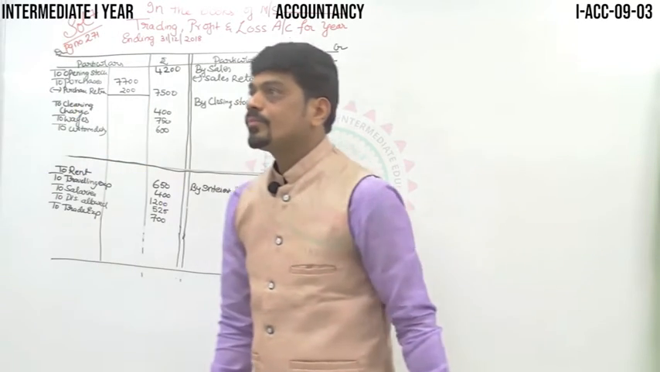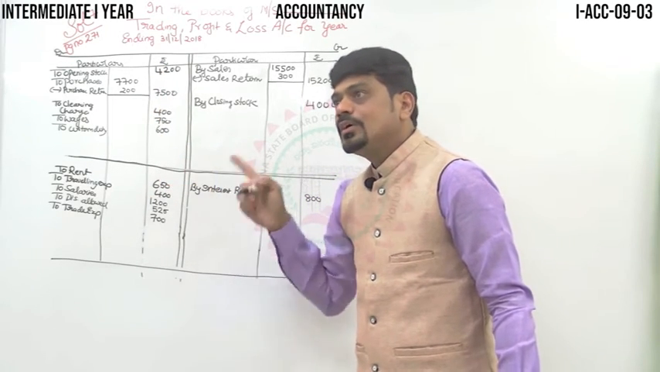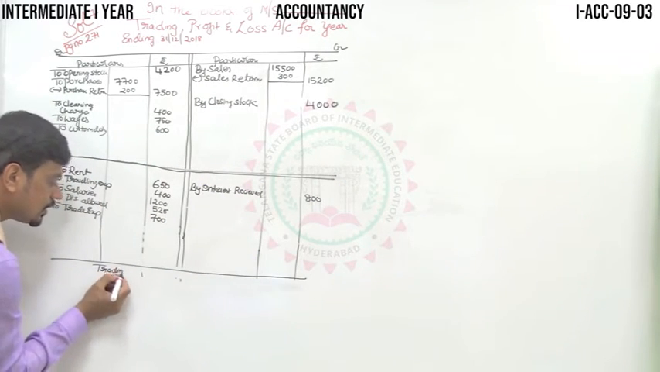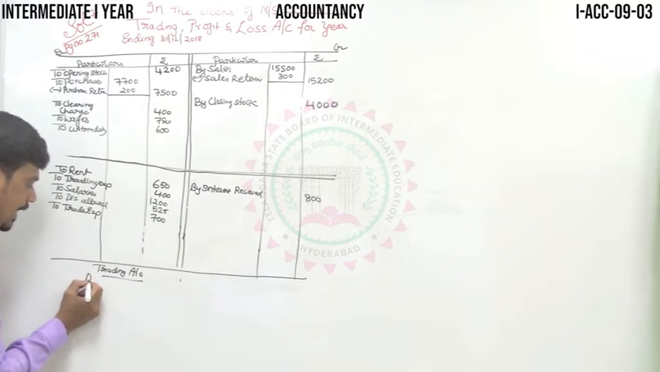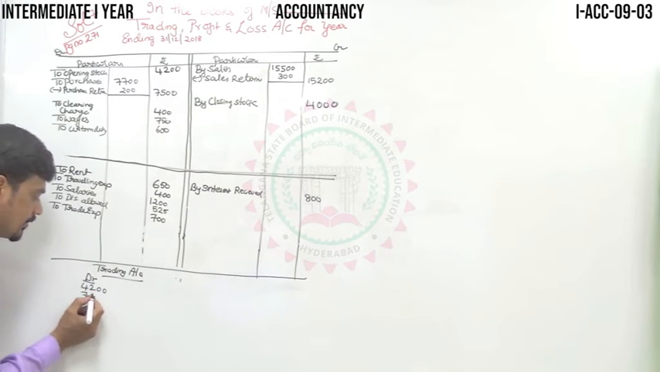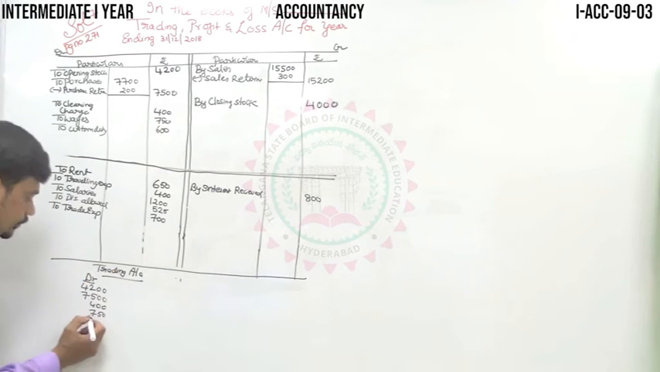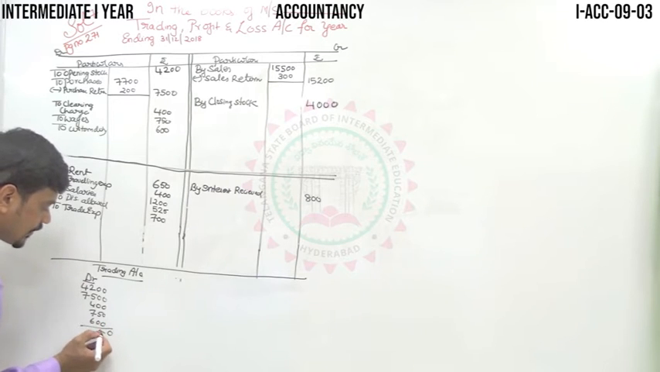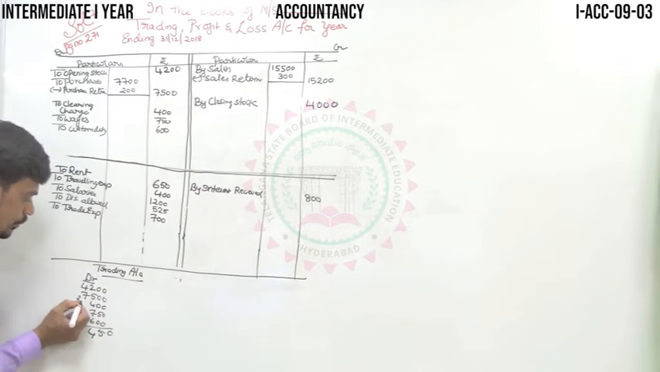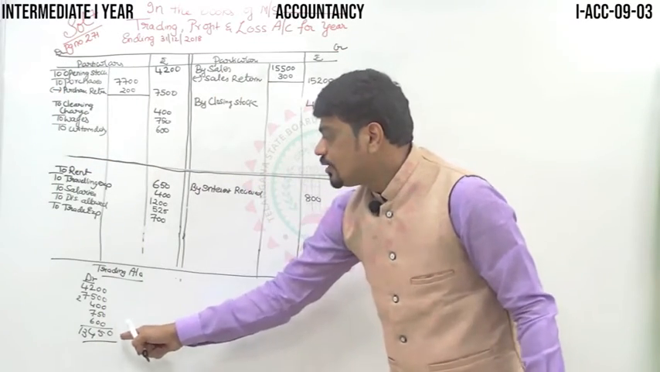Working notes. First, we'll do the trading account. We'll get the answer of trading account. Then we'll do profit and loss account. So here you can see I'm doing the working for trading account. As usual, debit figures I'll write: 4,200, 7,500, 400, 750, 600. The debit total I got is 13,450.